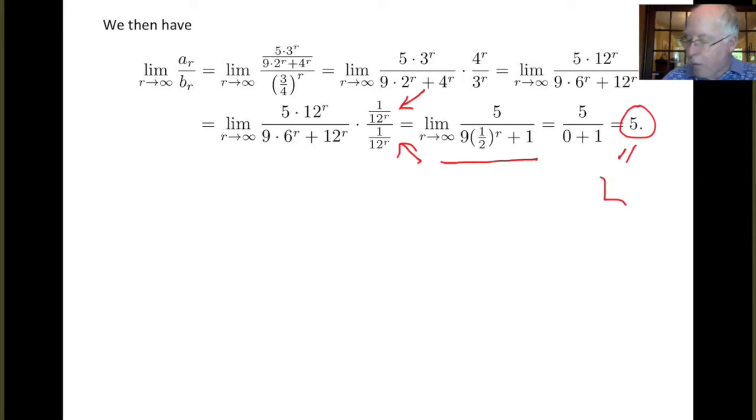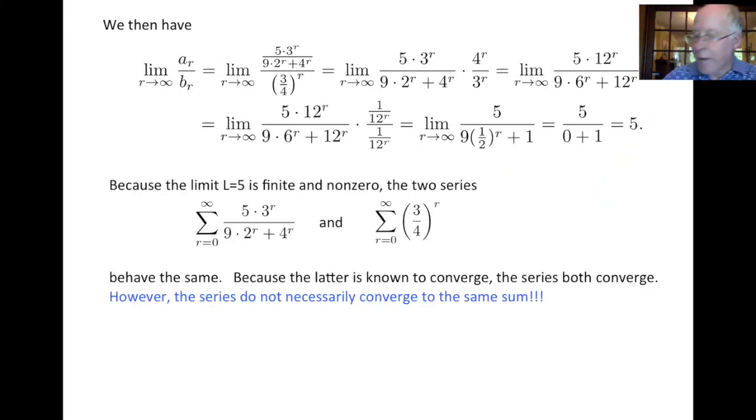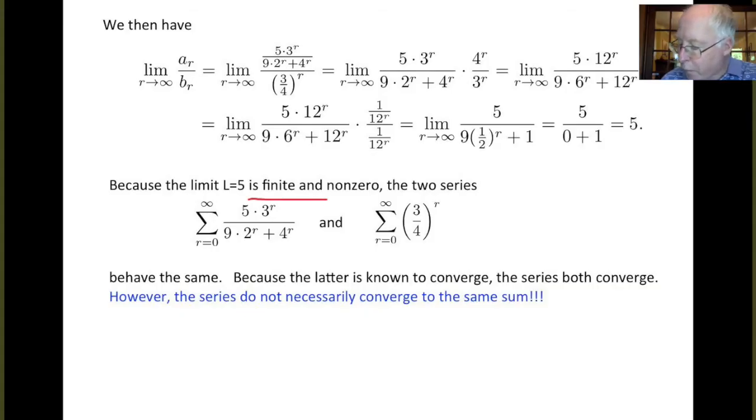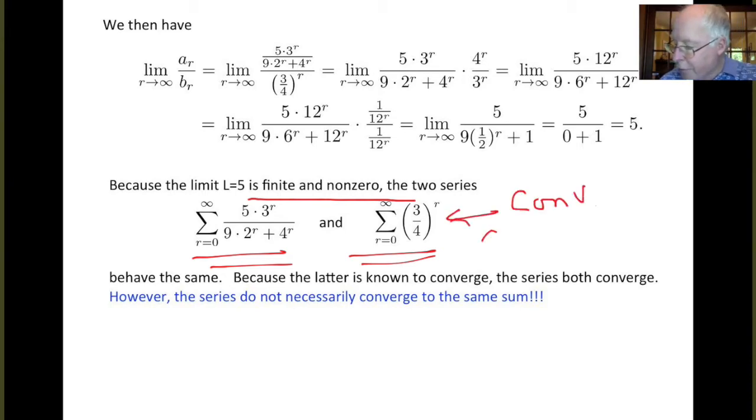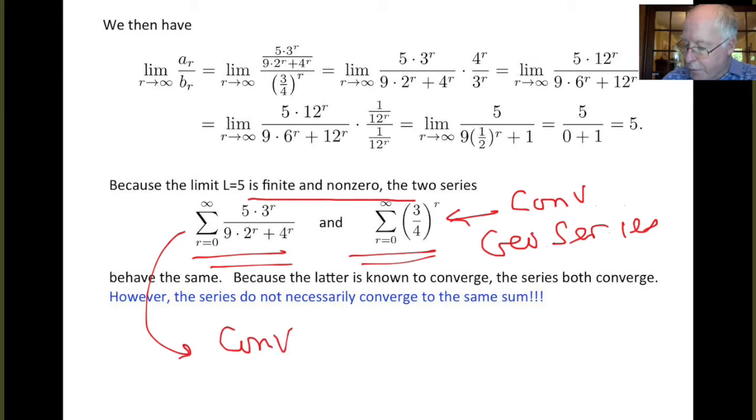So this is our L in the limit comparison test, and since L is a finite and non-zero number, both of those are important, we know these two series have to behave the same. And of course, as we mentioned, we know this one converges. This is a convergent geometric series, ratio of 3/4. And that means this series must also converge. Again, this test doesn't tell us anything about the sums. They do not necessarily converge to the same sum, and in fact, they rarely will.